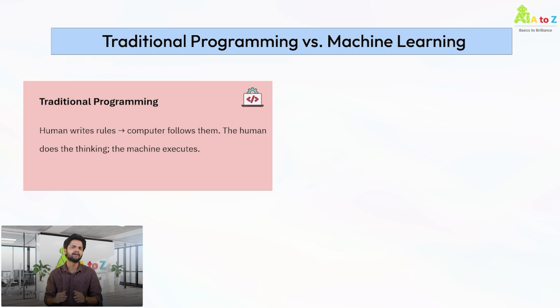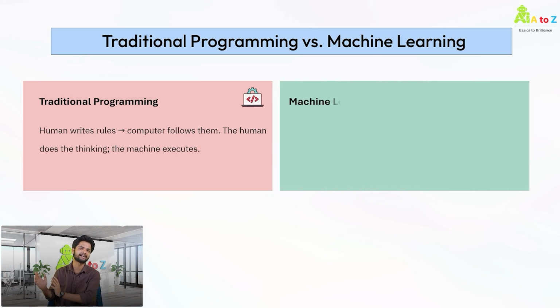You analyze the problem, you break it down, and you write explicit rules for every possible situation. So, the flow is very direct. You give the computer an input and a set of rules, and it produces the output. For example, think about something like calculating discounts. You might write, if customer is premium, give 20%. If purchase exceeds a certain amount, add another discount. Everything is predefined. The system does exactly what you told it to do. Nothing more, nothing less. So in this setup, the human does the thinking and the machine does the execution.